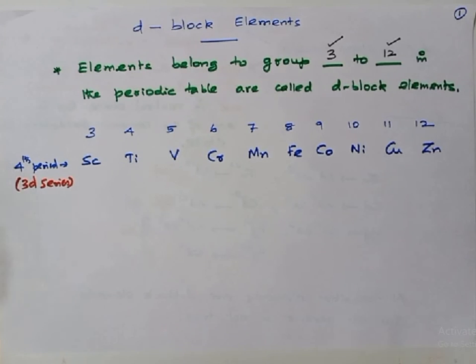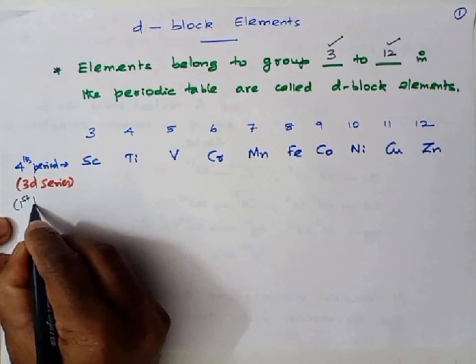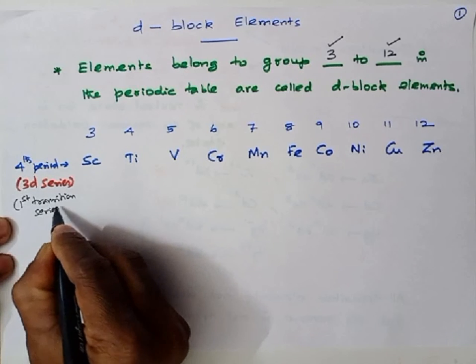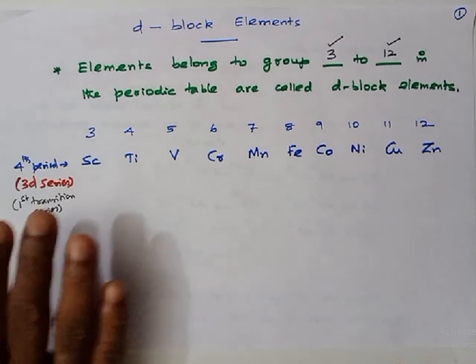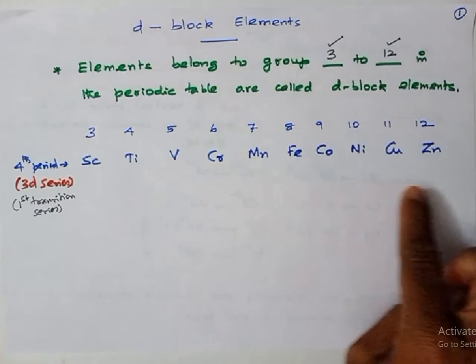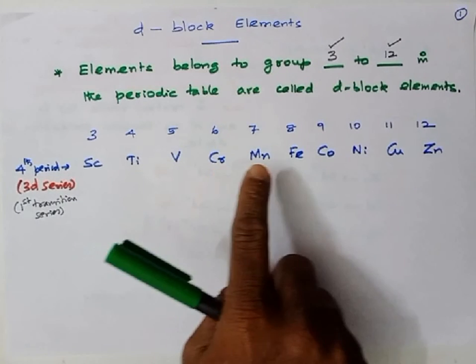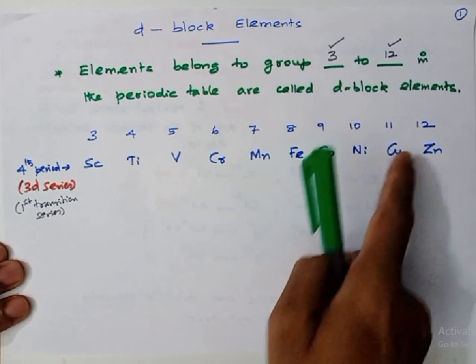Let me write here. 3D series is also called first transition series, or first transition elements. Remember this information, very very important. And these are the elements present in the fourth period of the periodic table. They are called 3D series elements: scandium, titanium, vanadium, chromium, manganese, iron, cobalt, nickel, copper and zinc.